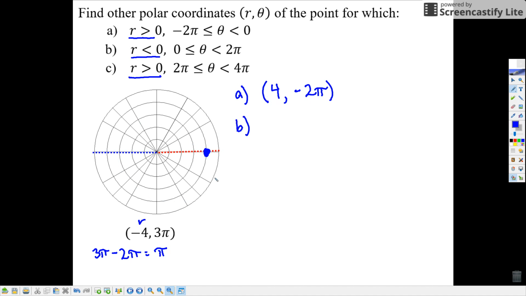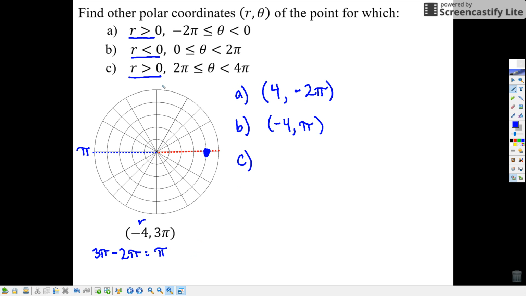Let's go to part B. This time, we want r to be less than 0. That means we want it to be -4. Now this is tricky, because now that we want it to be -4, we don't want our terminal side to be on the polar axis. We want it to be on the opposite side, so on this side. So we want it to be coterminal with π, or it needs to be π. It needs to be between 0 and 2π, and this line right here is π. Well, π is between 0 and 2π, so I can just simply put π.